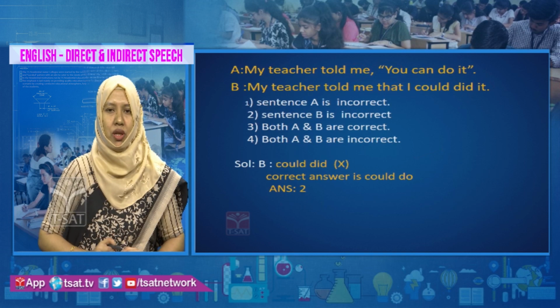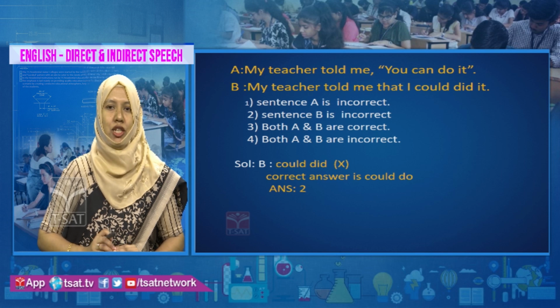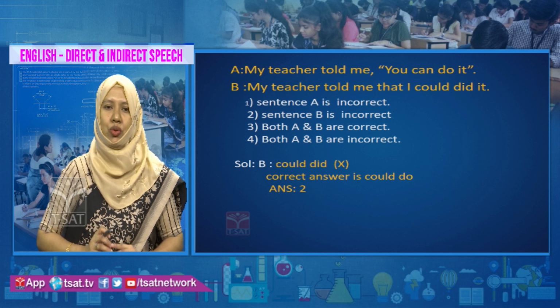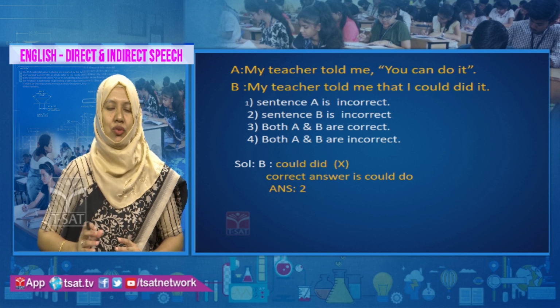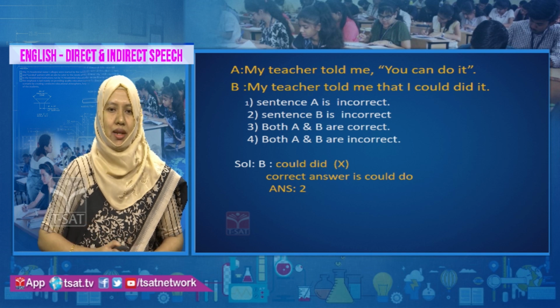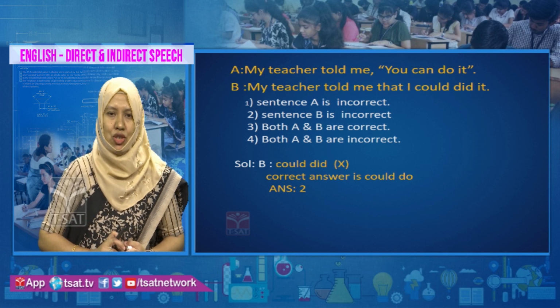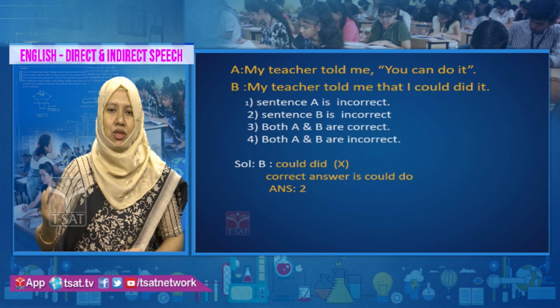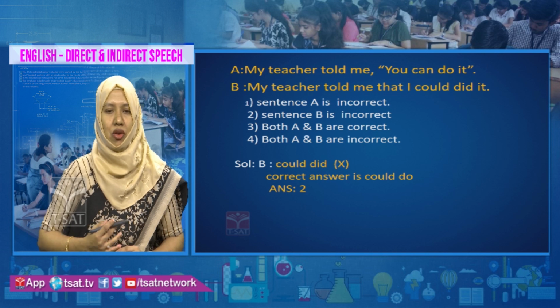My teacher told me you can do it. Statement B, my teacher told me that I could do it. Now in these examples, which one is incorrect and which one is correct? If you look at the sentence grammatically, my teacher told me you can do it. Option A.